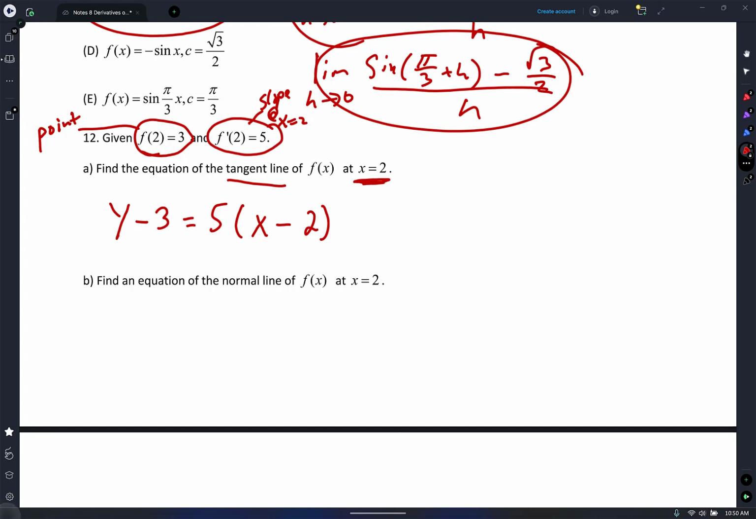So now, let's solve for y equals mx plus b. y minus 3 equals 5x minus 10. Move the 3 to the other side. y equals 5x minus 7.